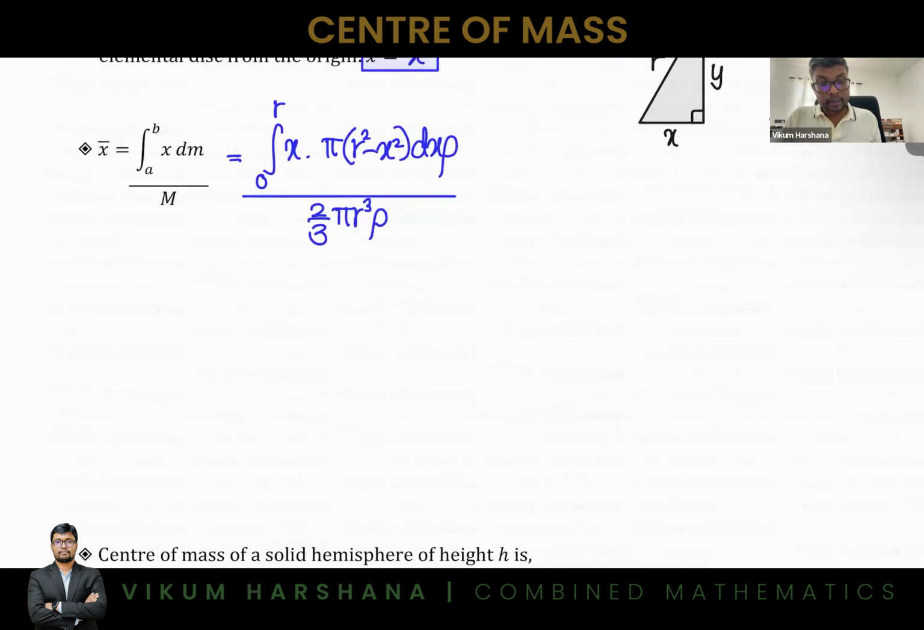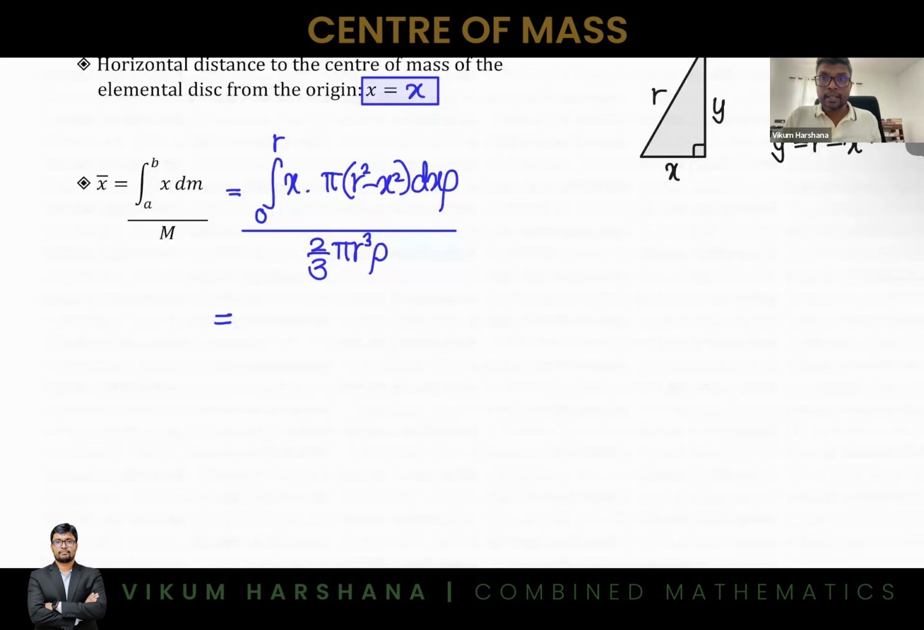Now that's it. So let's stick to the integration parts now. Guys, let's get the constants out. So pi is coming out, rho is coming out. In the denominator, we have 2/3 pi r cube rho. Now look at the integration part.